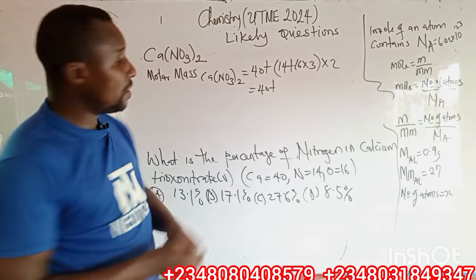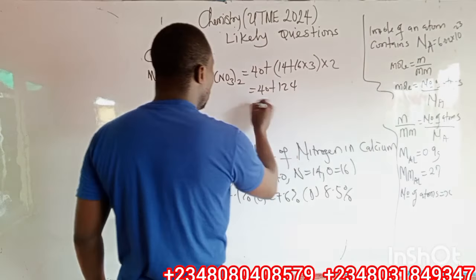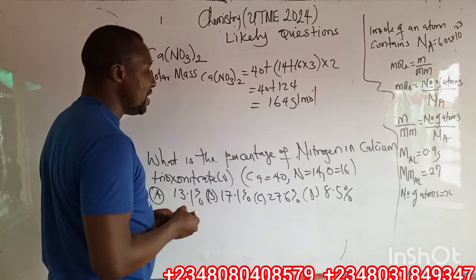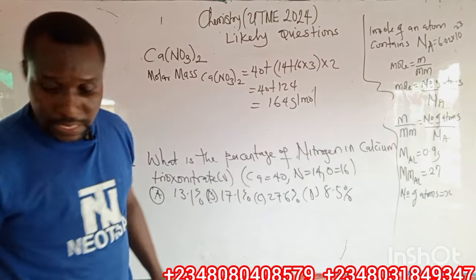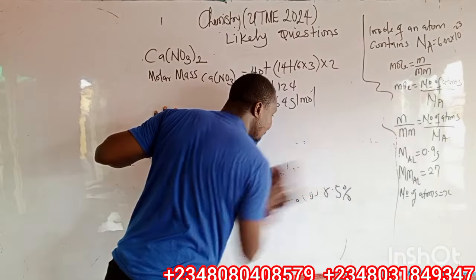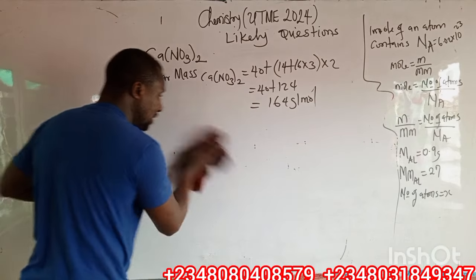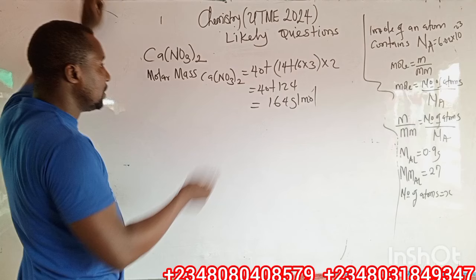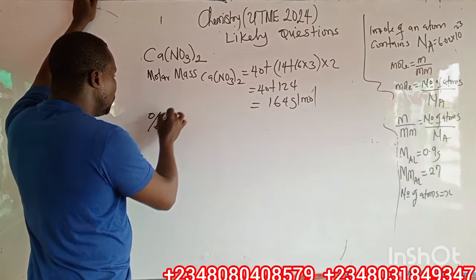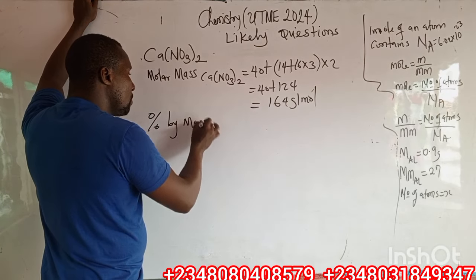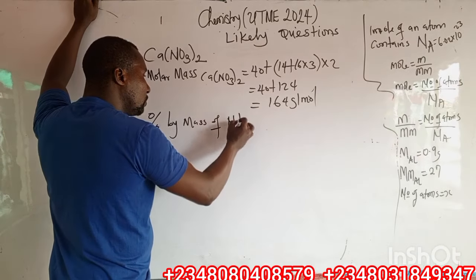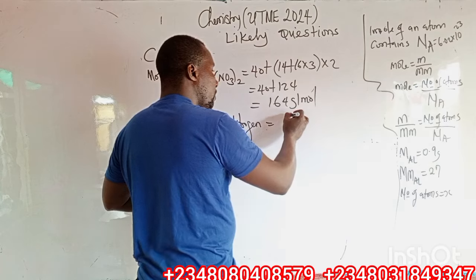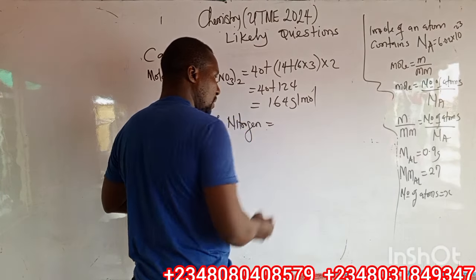We have 164. You have everything here: 164 grams per mole. Then they say calculate the percentage by mass of nitrogen. The percentage by mass of nitrogen is equal to the mass of nitrogen in that compound.